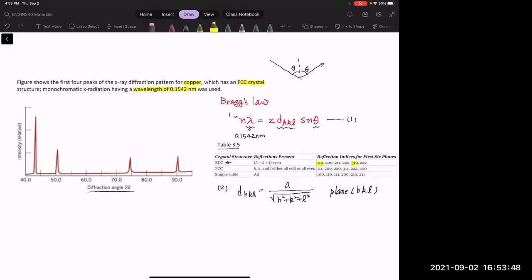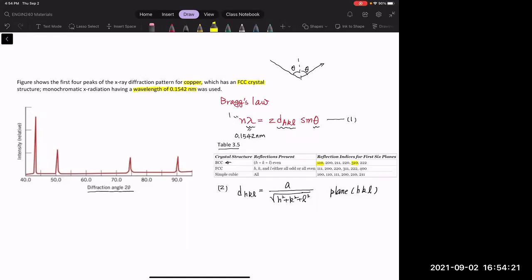We don't have a complete set right now. This table only shows either BCC, FCC, or simple cubic. And I also told you simple cubic is so hard to find. So most likely it's either BCC or FCC. And the simplest way to find this answer is that if you have a BCC, then when you add the 3 digits, it has to be an even number.